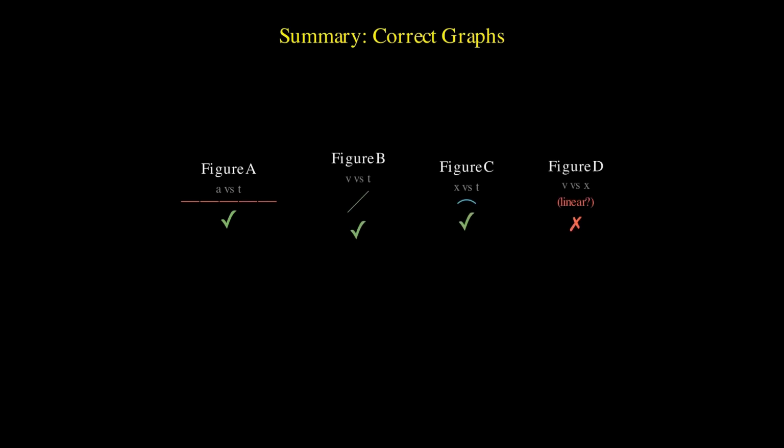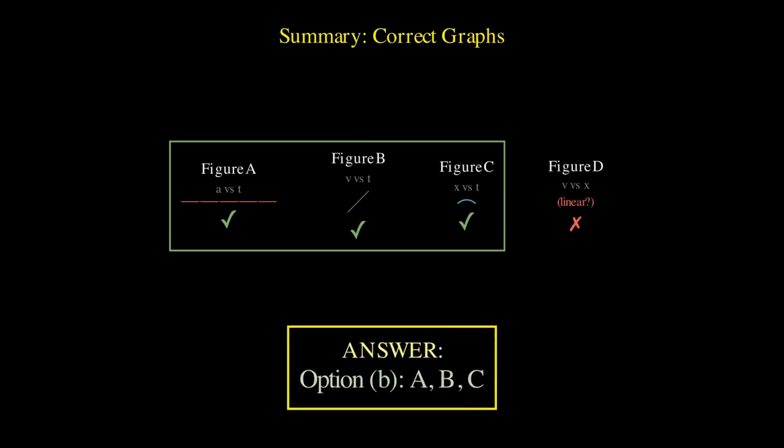Putting it all together, figure A shows constant acceleration. Correct. Figure B shows velocity proportional to time. Correct. Figure C shows position proportional to time squared. Correct. But figure D is wrong because v versus x is not linear. Therefore, the answer is option B, figures A, B, and C.